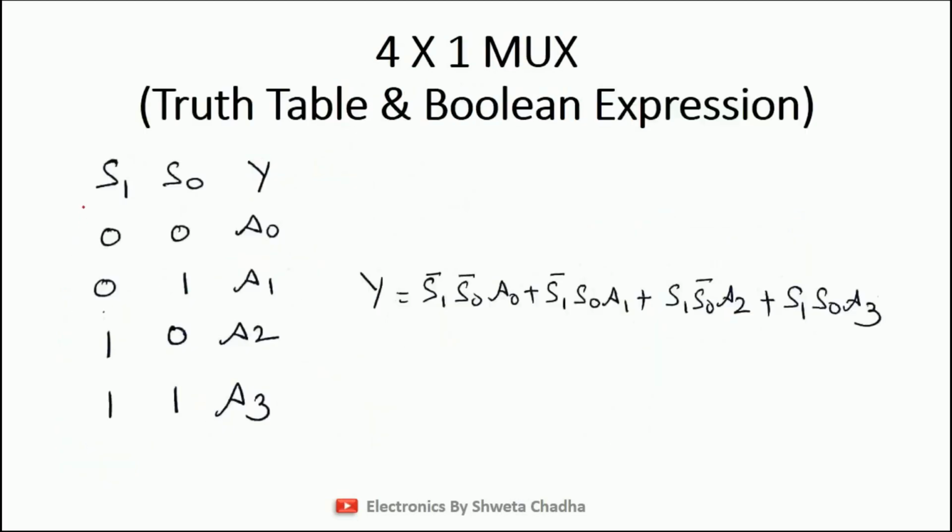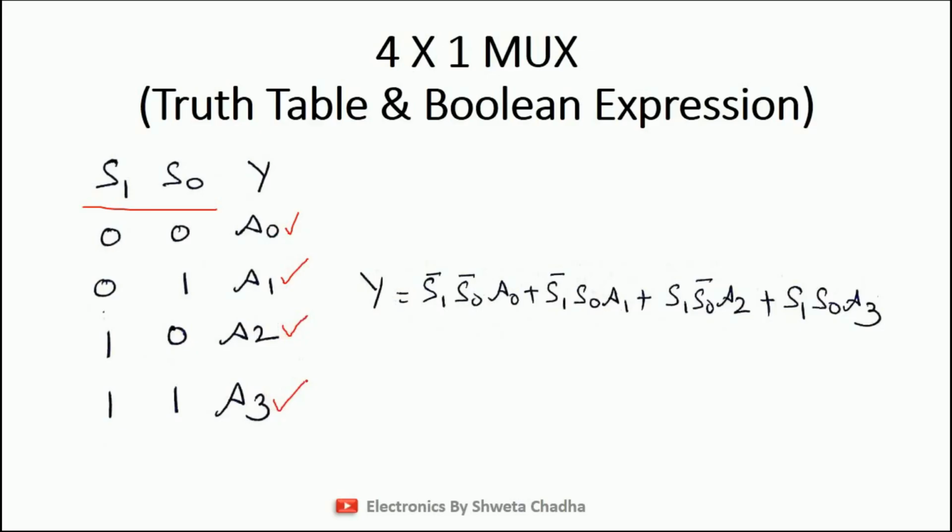Now, as we have 2 select lines, so total 4 combinations will be written. 0, 0, 0, 1, 1, 0, 1, 1. So when the select lines are 0, 0, output is A0, 0, 1, output A1, 1, 0, output A2, and 1, 1, output A3. Now let us try to write down the Boolean expression.